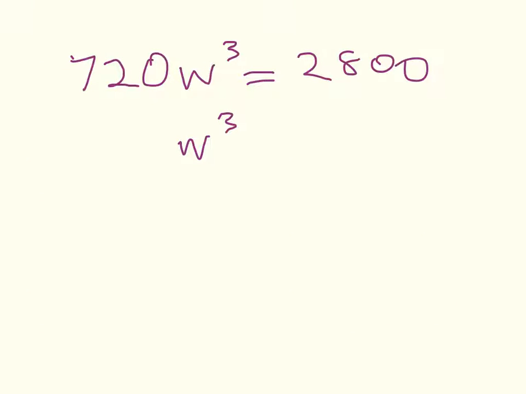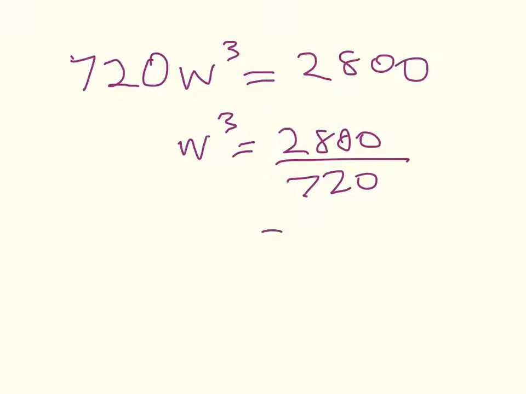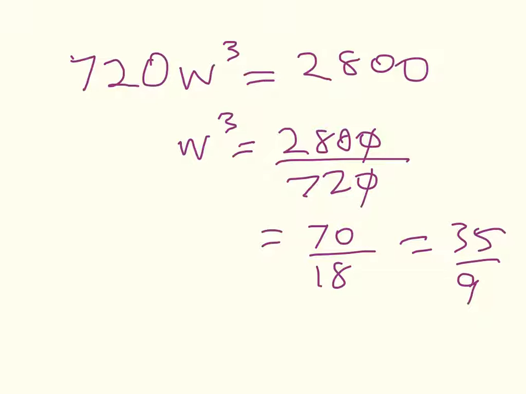W cubed equals, well, let's have a wee look. Okay, I know you can do this on your calculator, but I'm not. So we have 2800 over 720, which is equal to 70 over 18, doing some easy simplifying there, which is 35 over 9. So the width is equal to the cube root of 35 over 9. Right, see if you can get to the end from here. So pause it now and keep on going, do some back substitutions.